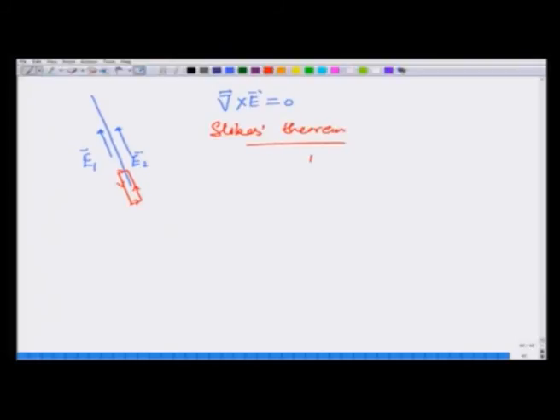I get E parallel on side 1 is equal to E parallel on side 2, which is equivalent to phi or V being continuous across an interface.